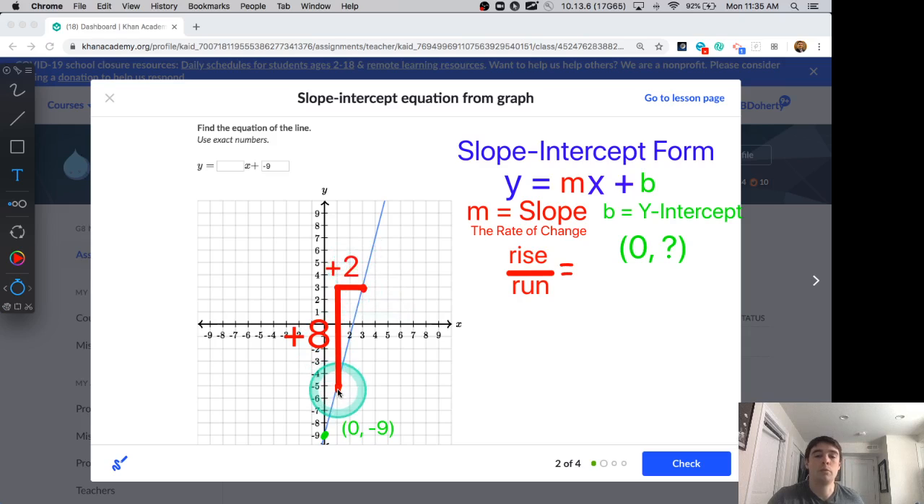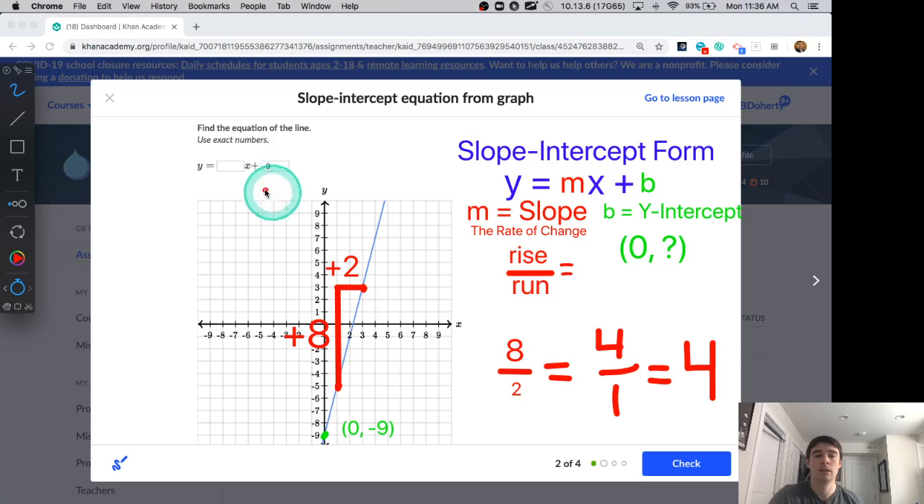This line has movement of rising by 8 and run by 2, so that means my slope is going to be 8 over 2. And then the question is, could we simplify that slope 8 over 2? And yes, 8 divided by 2 simplifies. That can equal a slope of 4 over 1, because 8 divided by 2 simplifies to 4 over 1, and Khan Academy wants you to simplify even further.